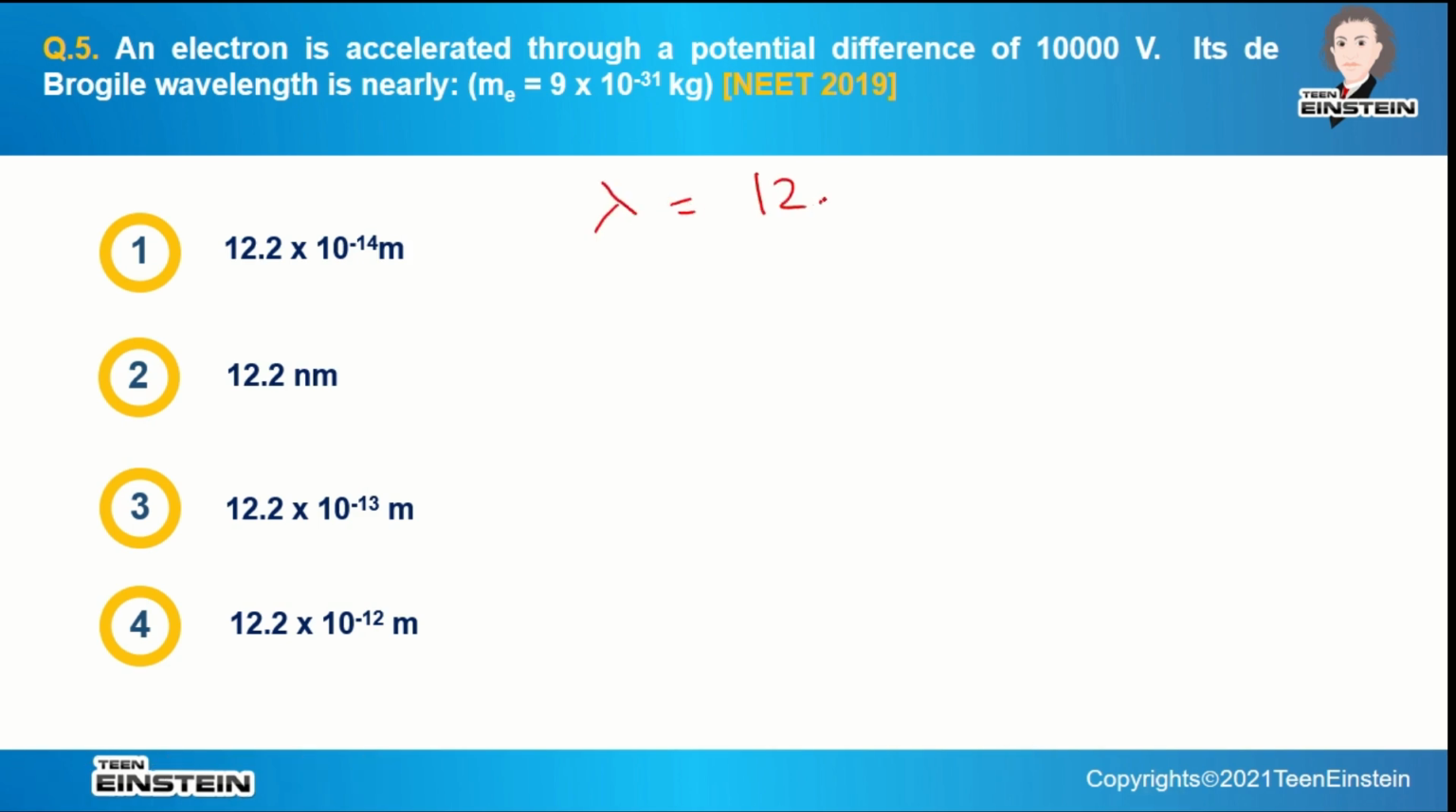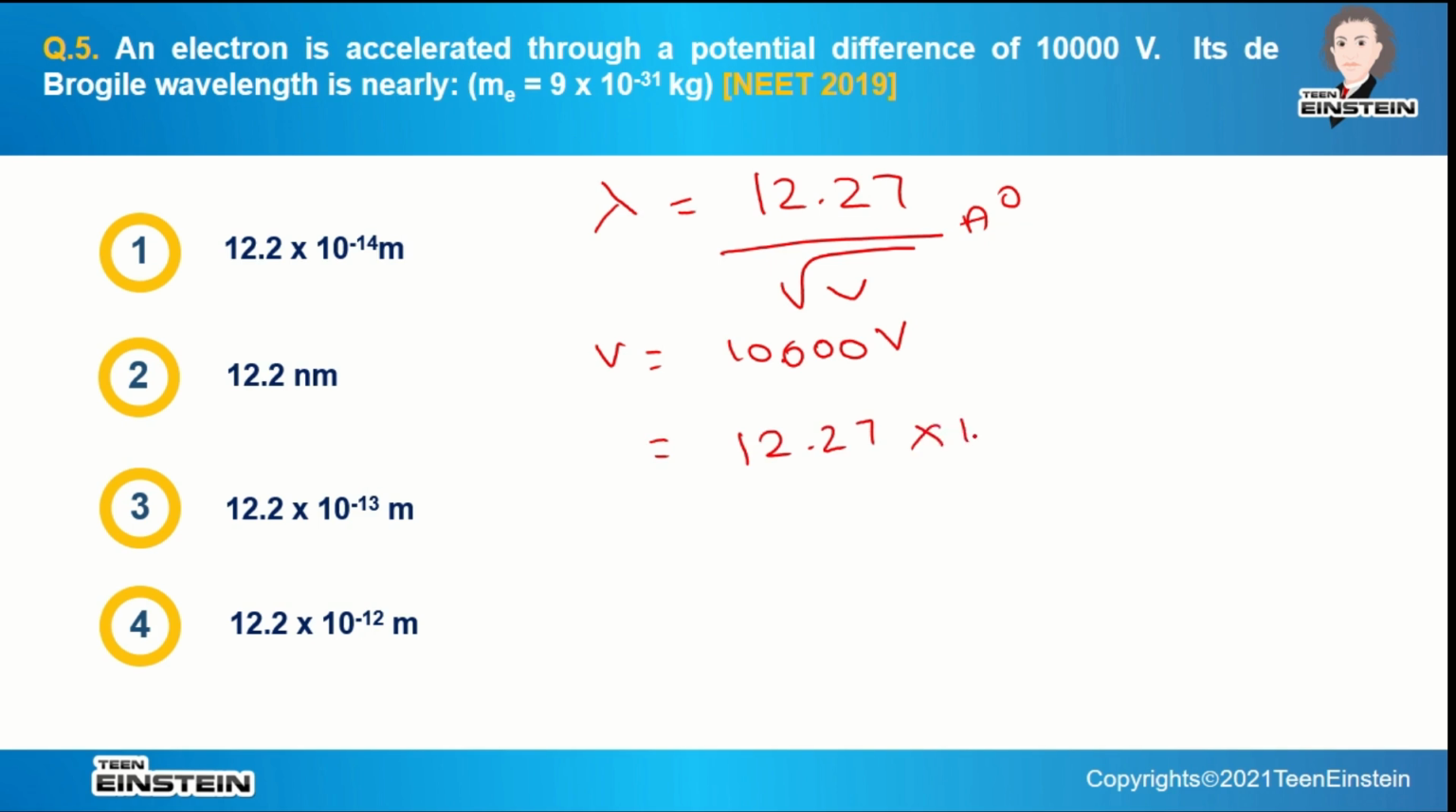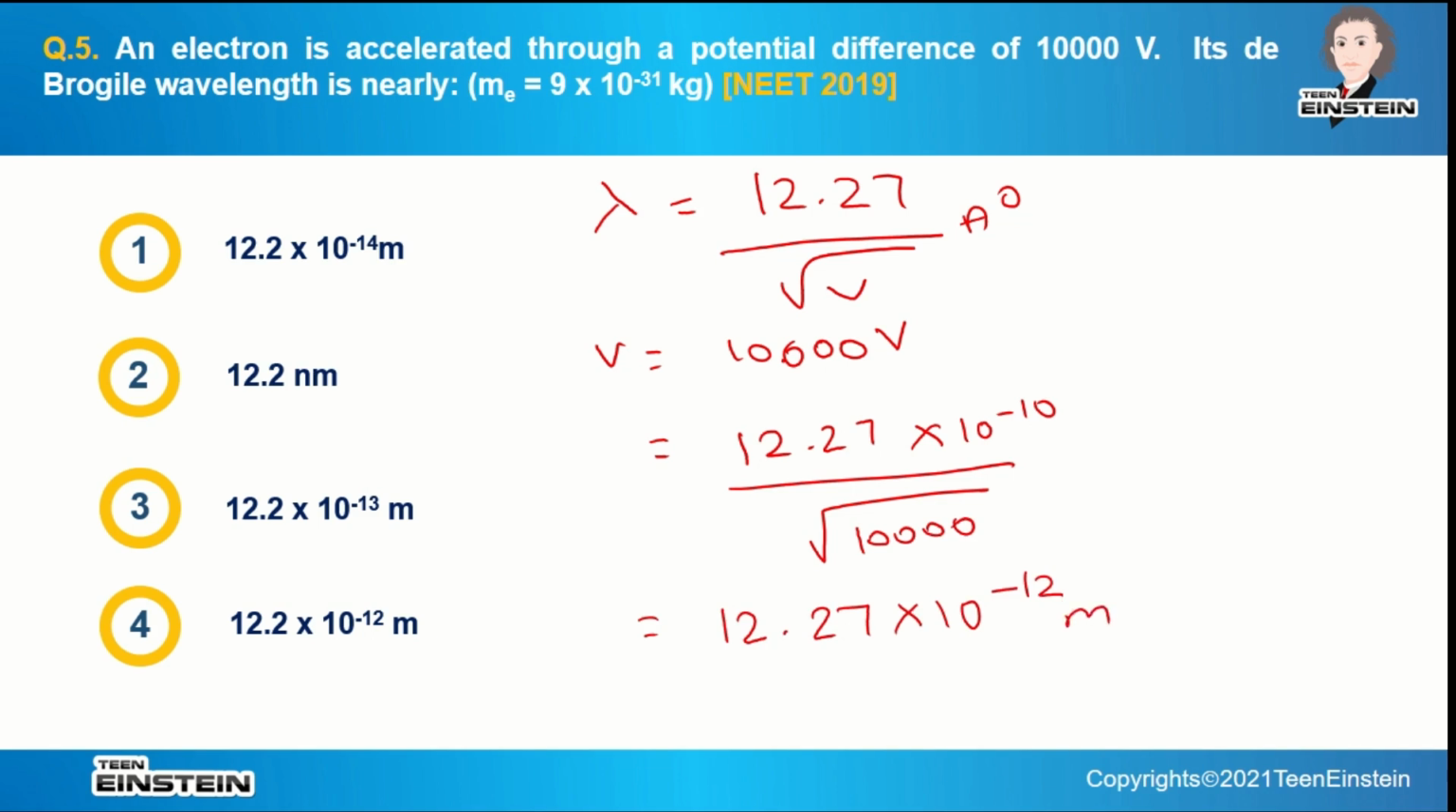Lambda is equal to 12.27 divided by root of V. Here they have given you the voltage as 10,000 volt, so you are going to substitute it. This will become 12.27 into 10 power minus 10 divided by root of 10,000. If you solve this, you will get the value as 12.27 into 10 power minus 12 meter. So the correct answer is option 4, 12.2 into 10 power minus 12 meter.